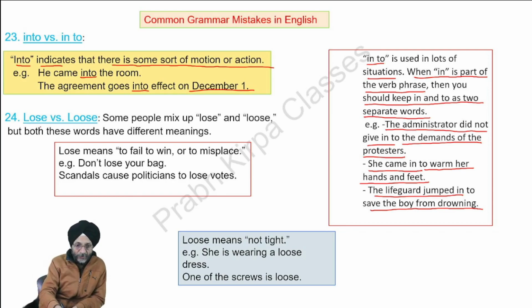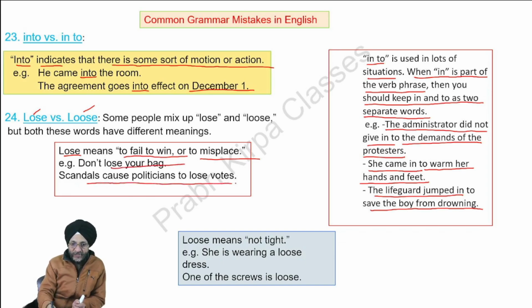There is also a difference between the words lose and loose. Though in speaking, both these words may sound the same, both these words have different meanings. Lose means to fail to win or misplace. For example, do not lose your bag. Scandals cause politicians to lose votes. Loose means not tight. She is wearing a loose dress. One of the screws is loose.